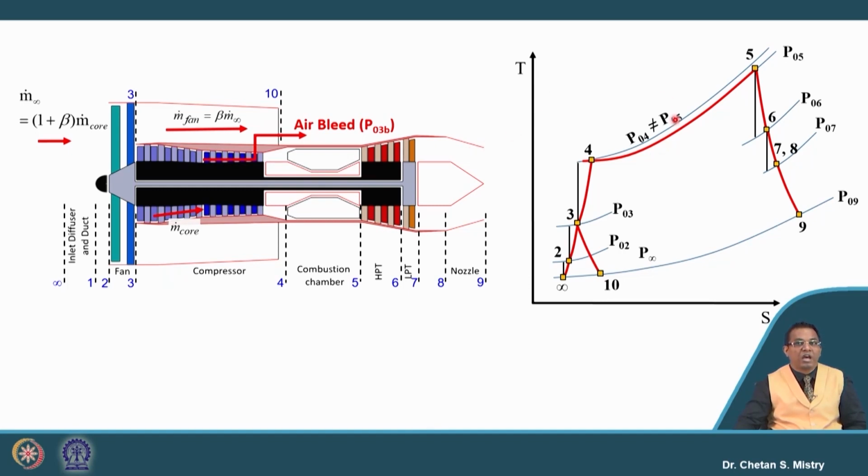Since we have discussed, we have two nozzles here. One expansion from 8 to 9 is for the turbine nozzle, and from 3 to 10 is representing my fan nozzle. Okay. So, now let us move on with the case.